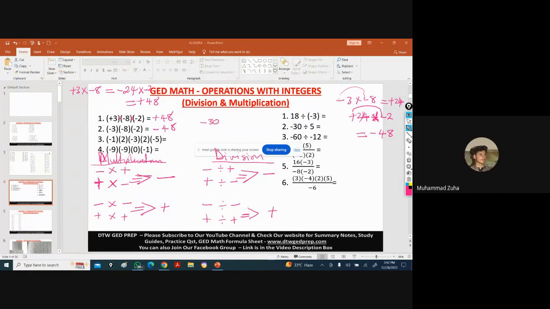Bro, don't use a calculator, bro. No, I am not using a calculator, bro.